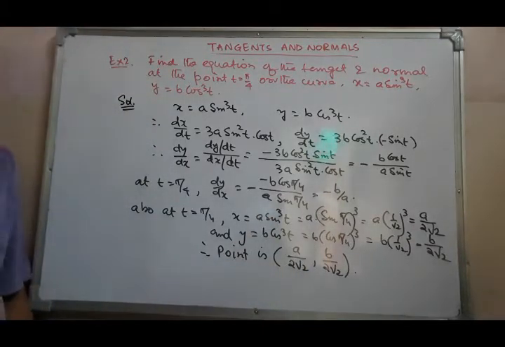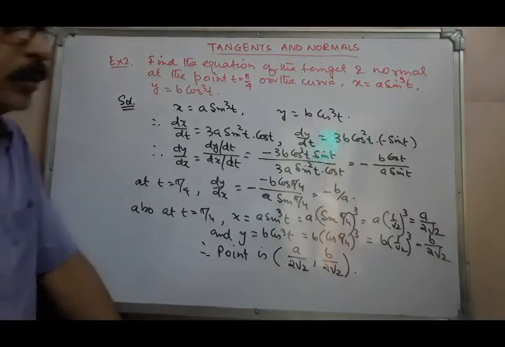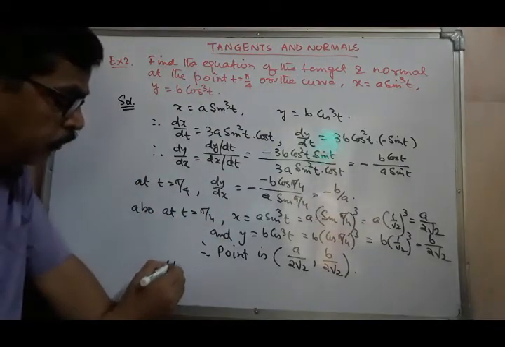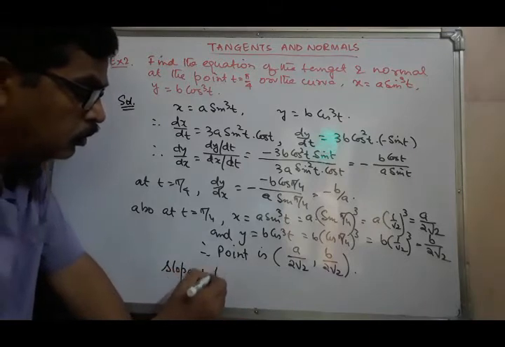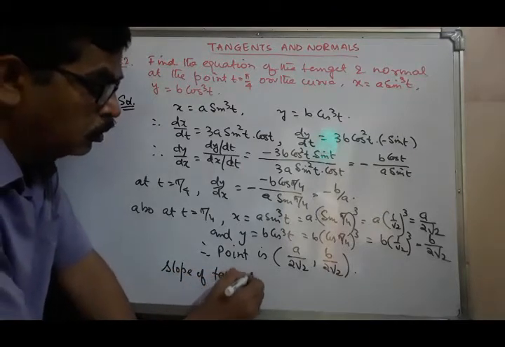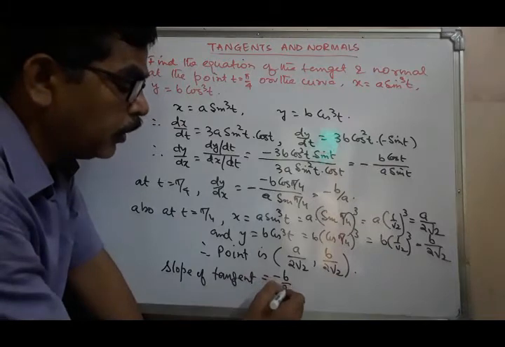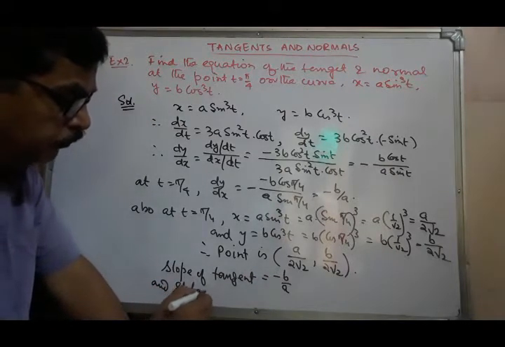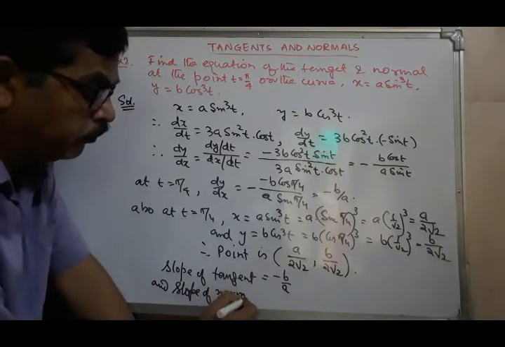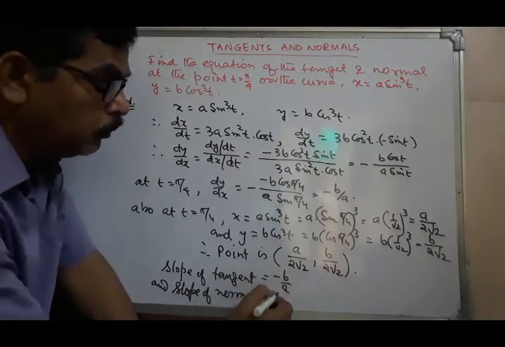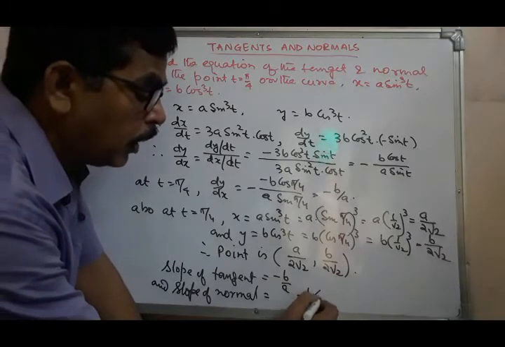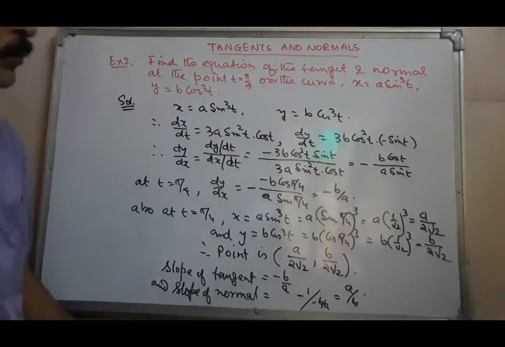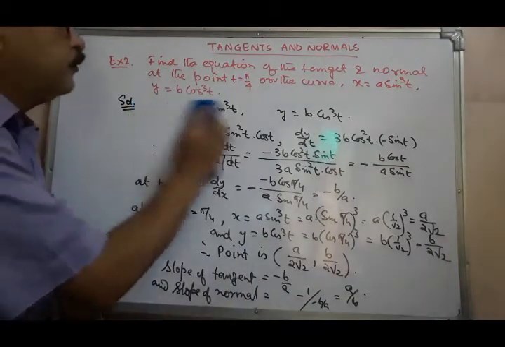Now we are going to find the equation of the tangent. Slope of tangent equal to minus b by a, and slope of normal equal to minus 1 by minus b by a, that is a by b.